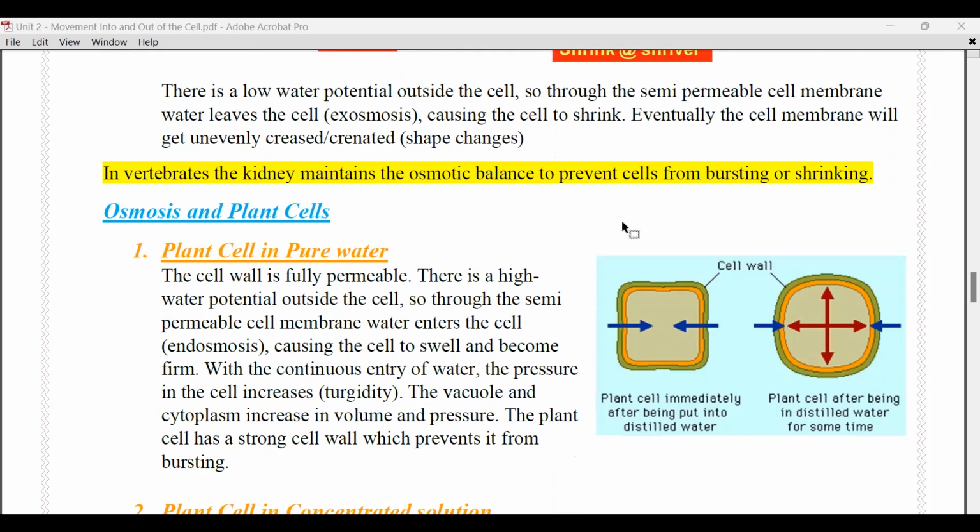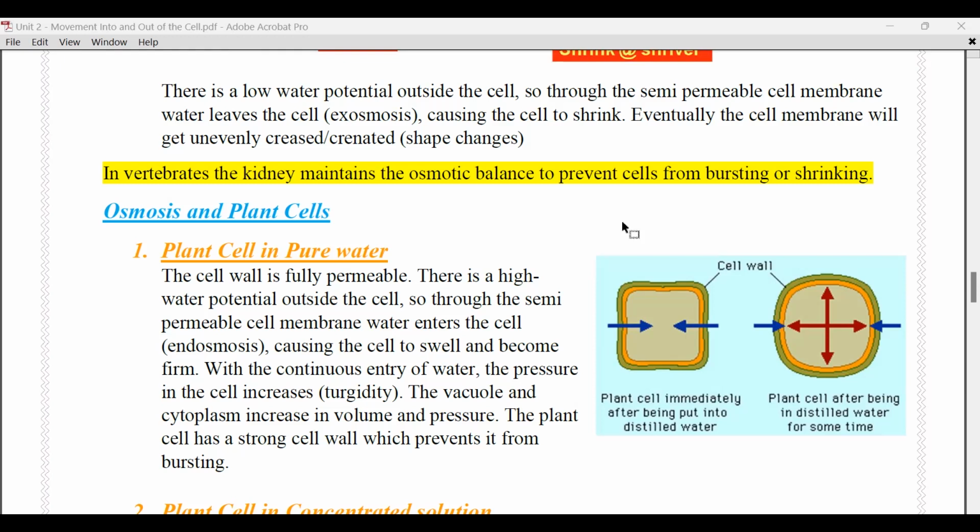Moving on to osmosis and plant cells, where again you'll be considering the plant cell in pure water first. Similar to the red blood cells in pure water, here as well, there's a low water potential inside the cell and a higher water potential outside the cell. So water molecules would keep coming into the cell, making the cell firm and turgid. Here in the plant cells, there's a cell wall which prevents the cell from bursting and can withstand the pressure that is caused by the continuous entry of water.